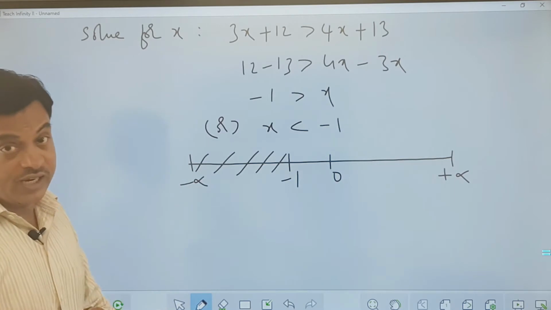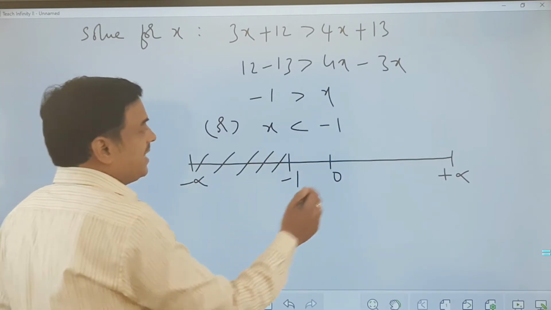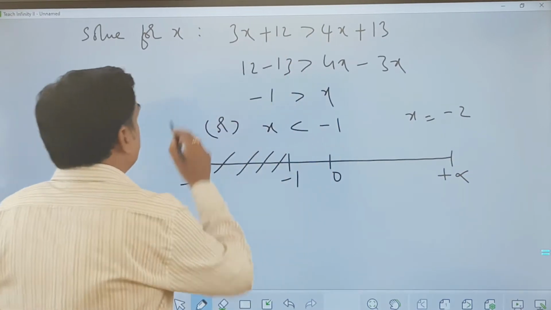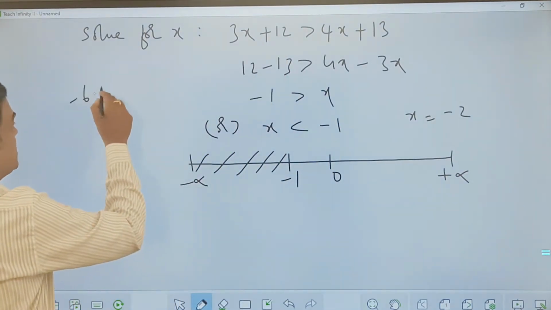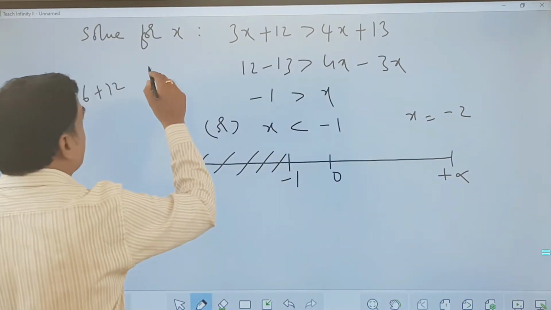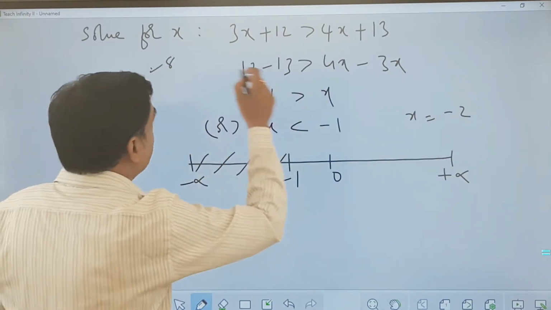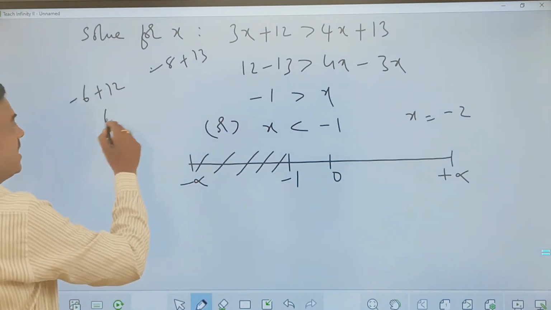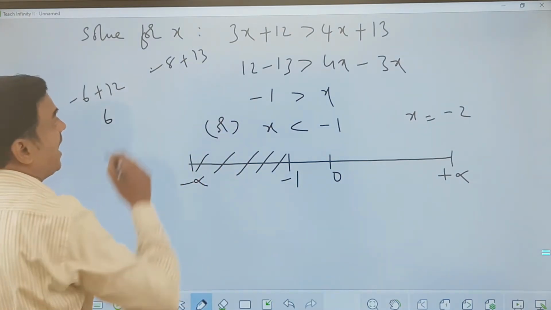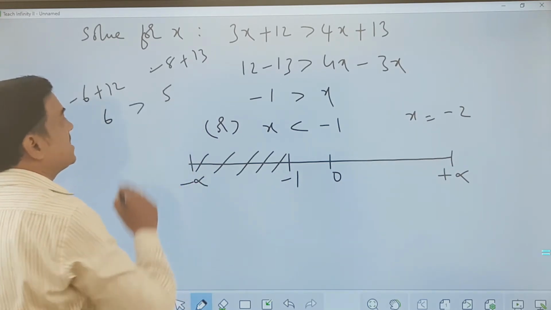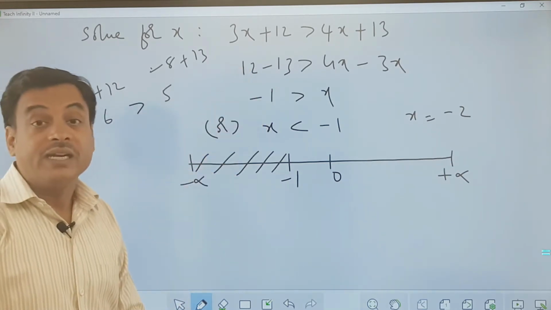If you want to cross check, let us take x equals minus 2 and apply it here. So 3 into minus 2 is how much? Minus 6 plus 12, and on the other side 4 into minus 2 is minus 8, plus 13. What do you get here, my friends? This is going to be 6, and that is going to be 13 minus 8, which is nothing but 5. So 6 is greater than 5, satisfying the given condition.